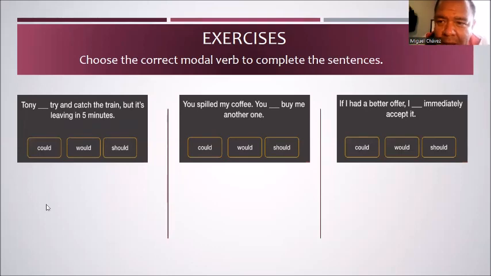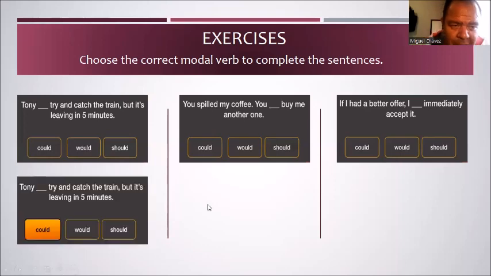Okay. Number 1, Emmanuel or Fernando, please. Choose one alternative for the number 1. Yes, Emmanuel. Tony would try and catch the train, but it's leaving in 5 minutes. Let's check the answer. Would said. Could. Okay, that's great, Emmanuel. Thank you so much. Could, in this case. Okay, thanks for your help.